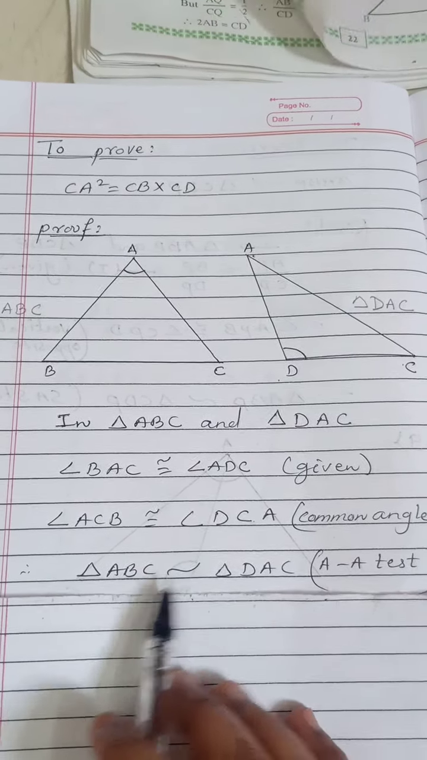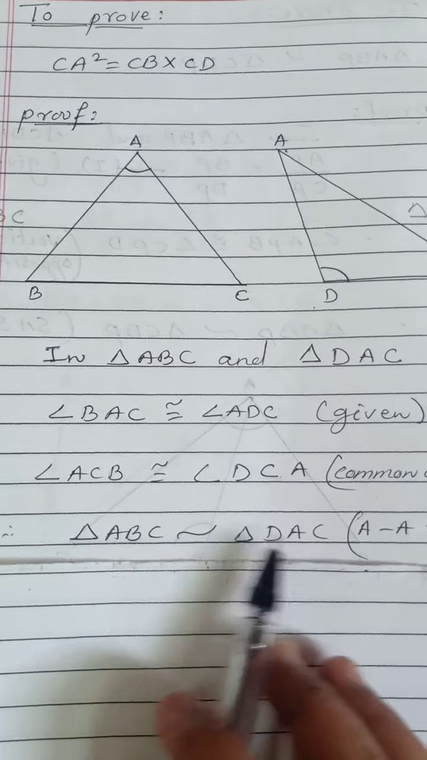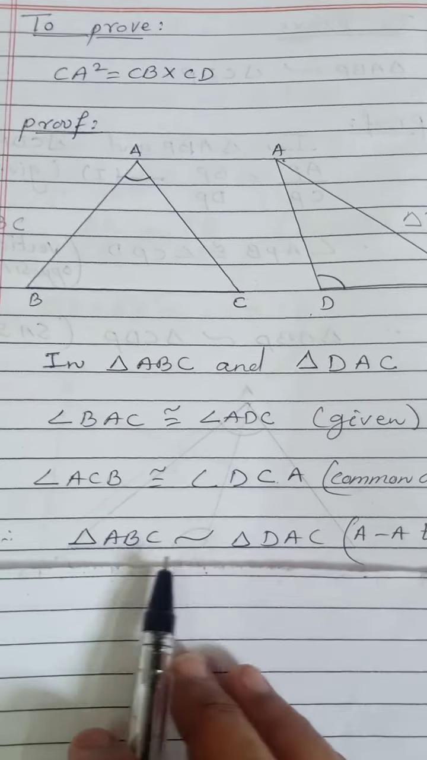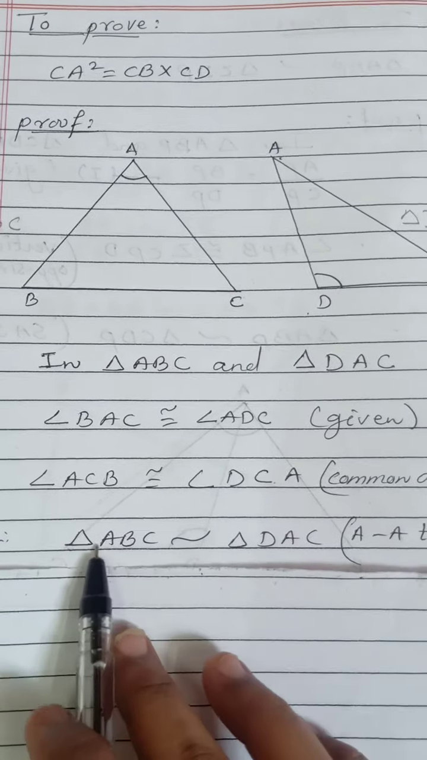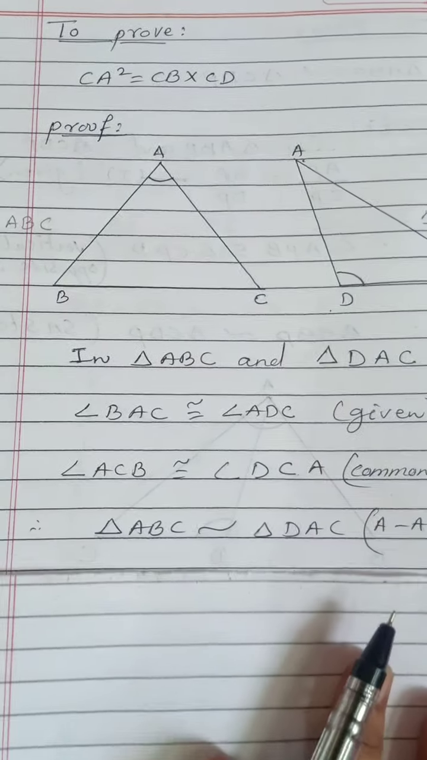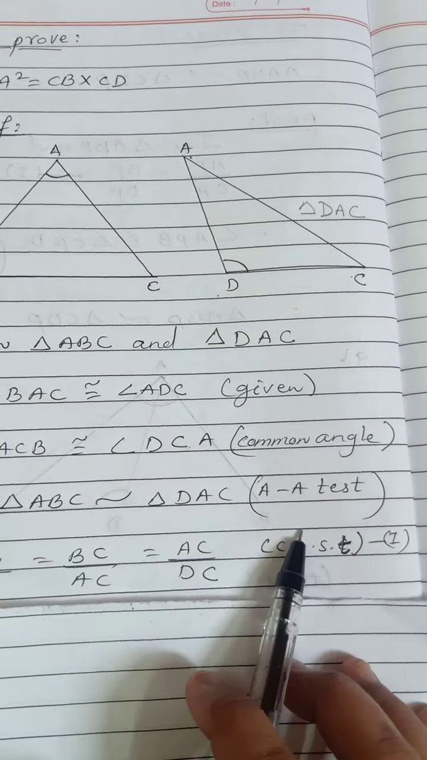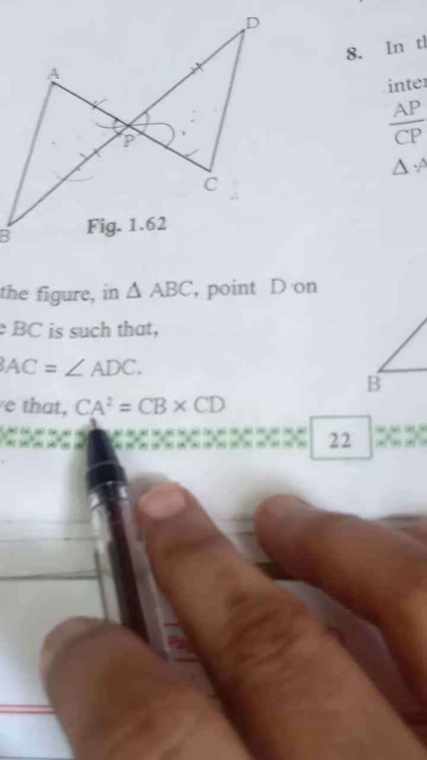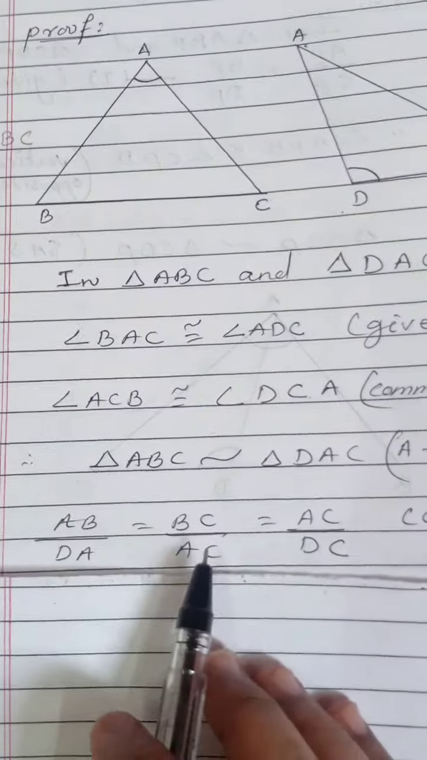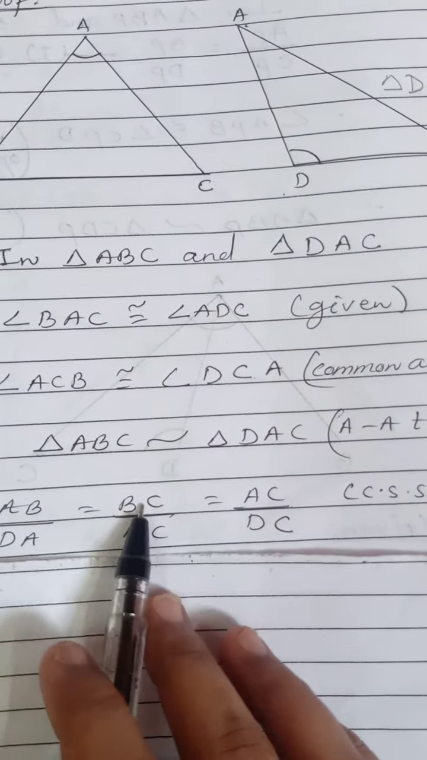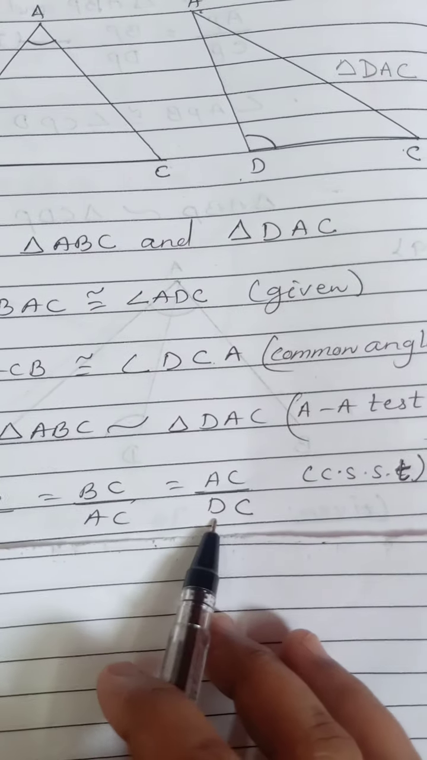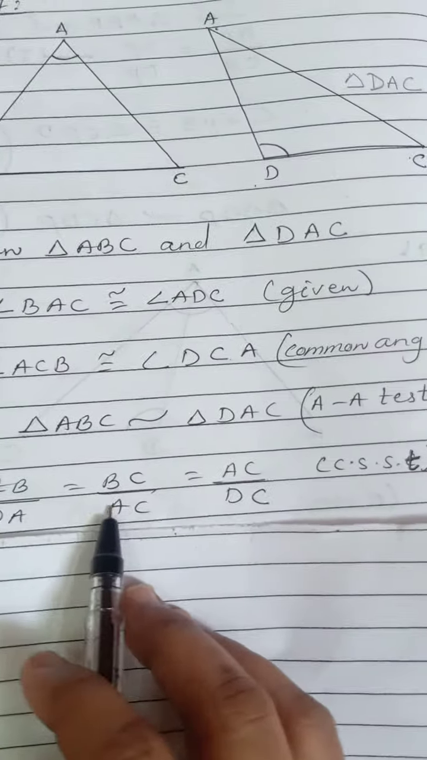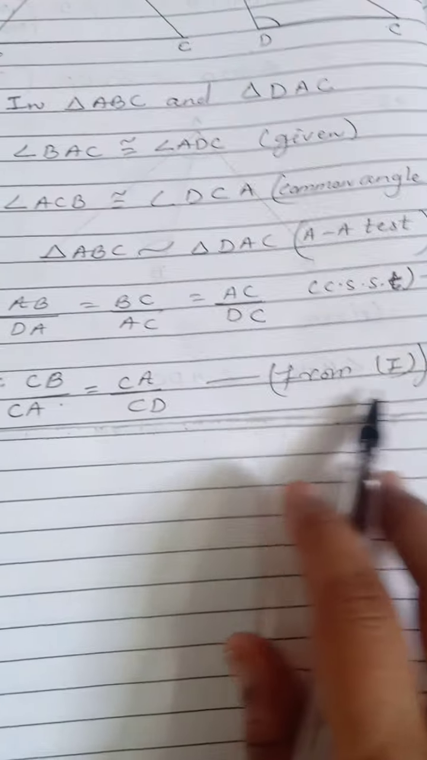Now we can write the corresponding sides of this similar triangle. So AB upon DA, BC upon AC, AC upon DC. So we will take those corresponding sides, and the reason is corresponding sides of similar triangles. We can get equation number 1. Now whatever we want to prove, in that we want CA, CB, CD. So CA, that is AC, CB and CD. So these two ratios only we want. We don't want anything from the first ratio. So we will take these two ratios only. So I have taken here the two ratios from equation 1.